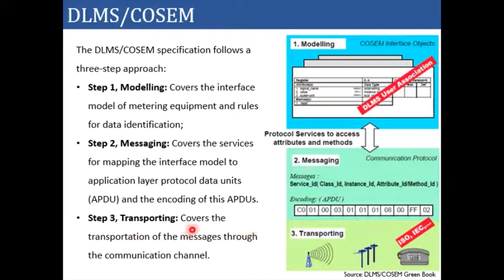The third part is the transport. That means it covers the transportation of messages through various communication channels.